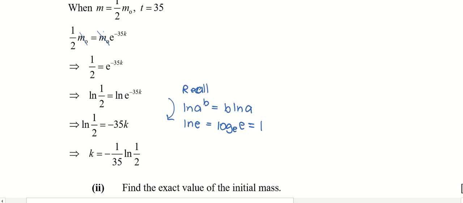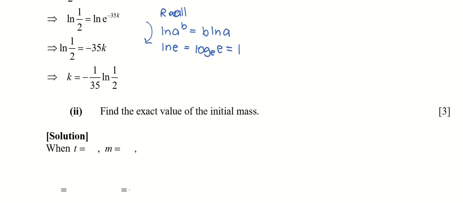Now part 2. I want you to highlight the important word, exact. When a question asks for exact, it means you cannot use your GC and you must show all the working. I want to find the exact value of the initial mass, which means my main aim is to find m naught.